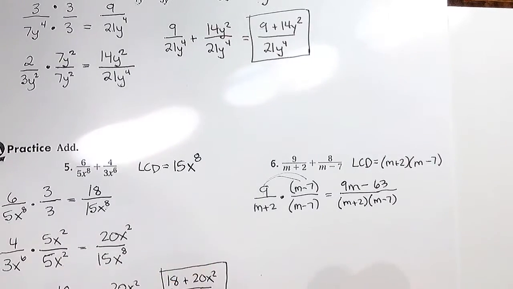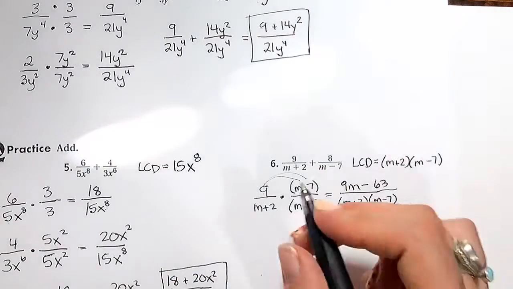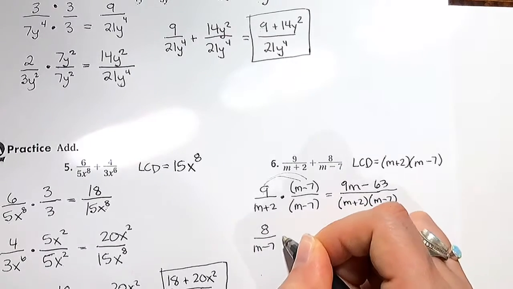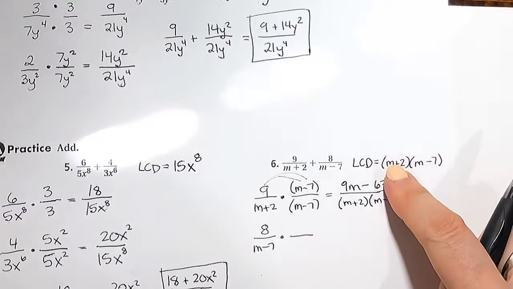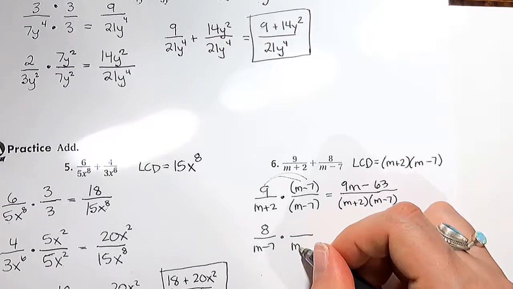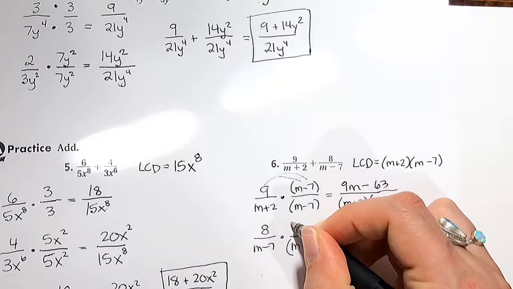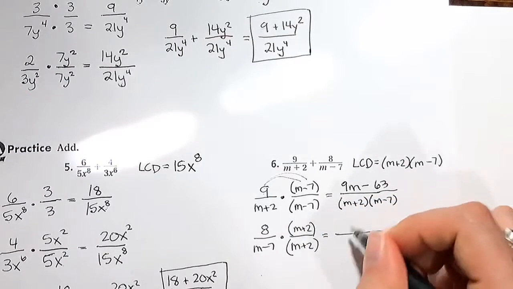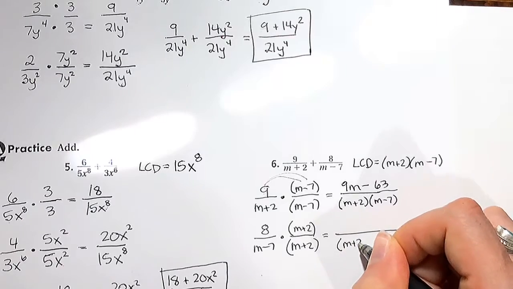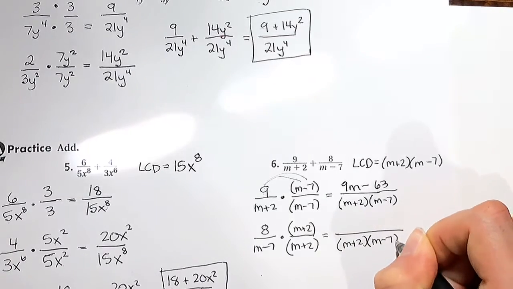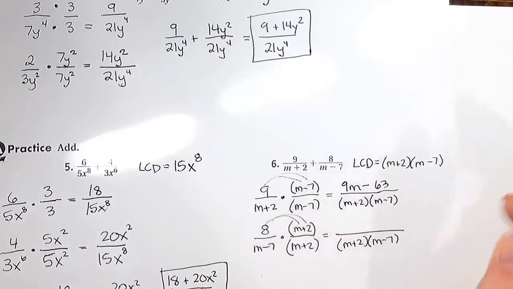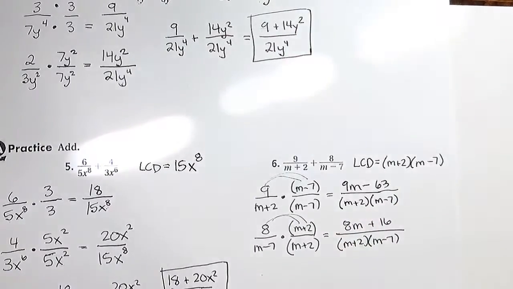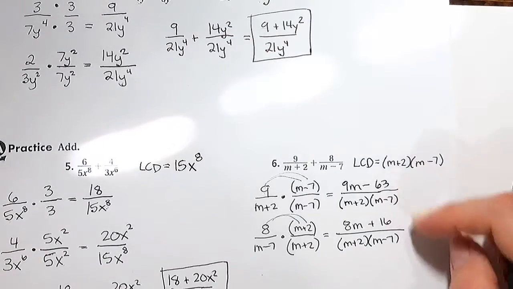Okay. And then we're just going to repeat the process for the second fraction. So 8 over m minus 7. So this time it has the m minus 7. So I need to times it by the part it doesn't have, which is the m plus 2 on the bottom and m plus 2 on the top. So again, on the denominator, we're just going to get that lovely LCD. Then on the numerator, let's distribute that. So I have 8m plus 16. And now we have the common denominator we need.